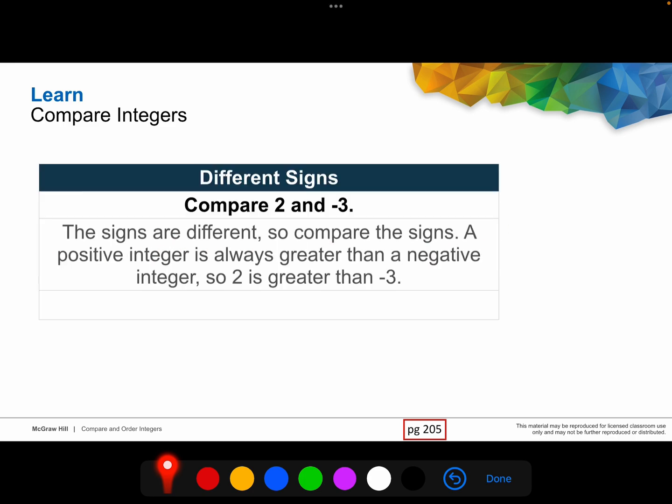So let's compare 2 and negative 3. In this case, the signs are different. So let us compare the signs. A positive integer we know is greater than the negative integer. So 2 is greater than negative 3. This is just because the positive integer is to the right of the number line. It's a quantity greater than 0. Whereas a negative integer is to the left of the number line. It's a quantity less than 0.